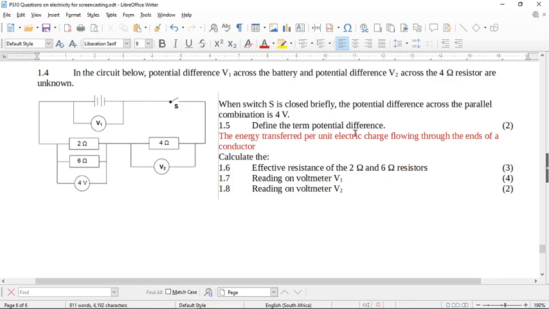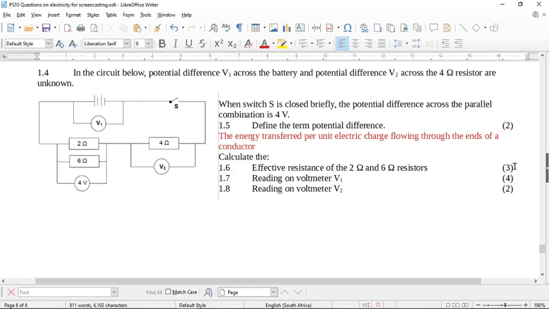Then it says to you, define the term potential difference. So there's a couple of definitions in the memo. When you check the memos, just check them against your exam guidelines. The exam guidelines are what chooses if you've got the correct definition or not. So in the exam guidelines, it says the energy transferred per unit electric charge flowing through the ends of a conductor. So this is the definition you want to use. We need the per unit charge, we need the conductor, and we need, of course, the energy. So it's the energy per unit charge flowing through a conductor.